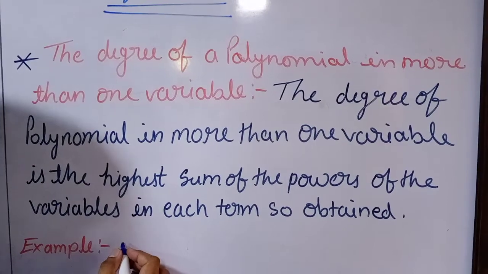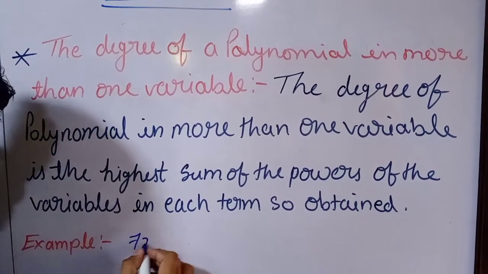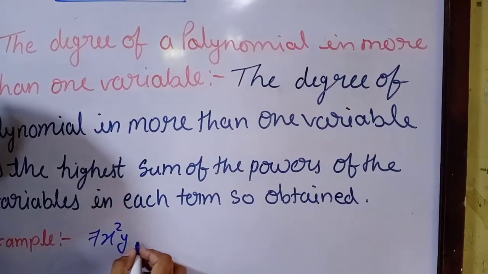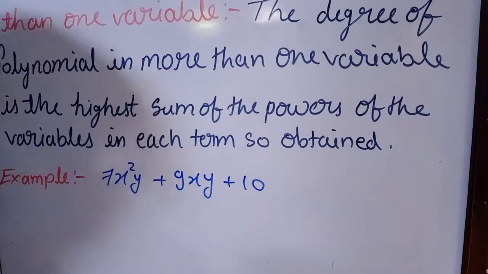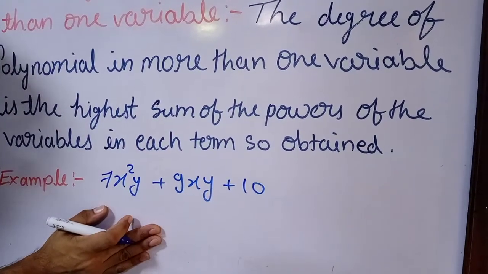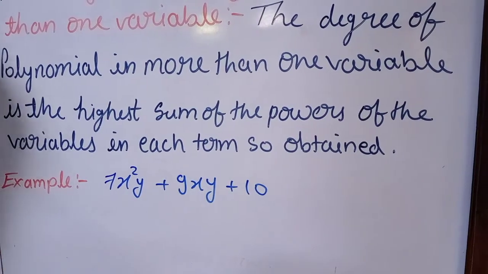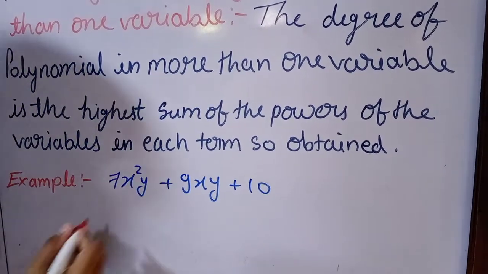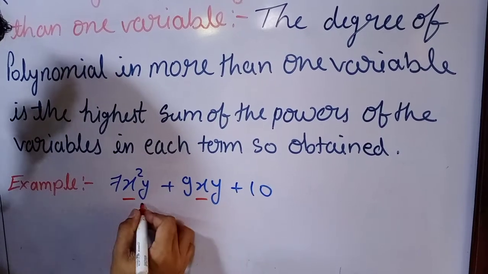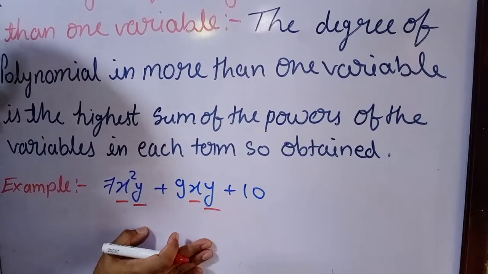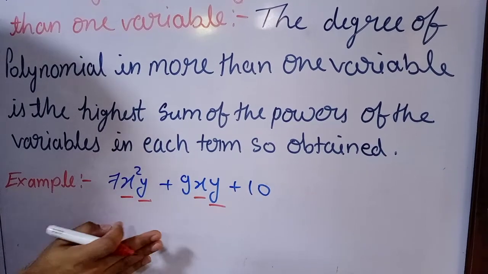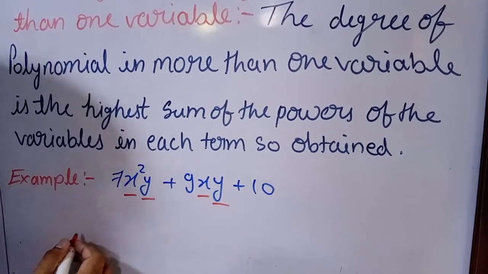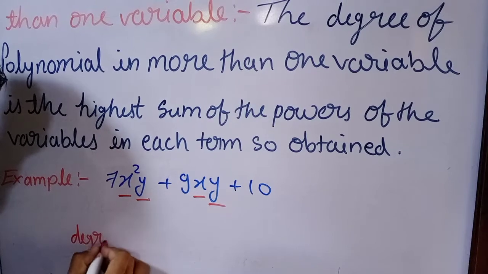Let's see, for an example, 7x square y plus 9xy plus 10. Here we have a polynomial. In this one you can see there are two variables, one is x, another is y. So that is more than one variable. Now in this, how can we come to know what is the degree of this polynomial? How can we find it?